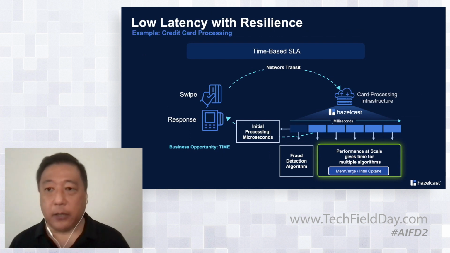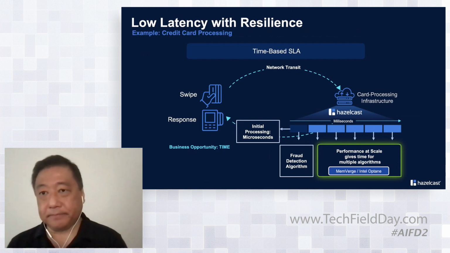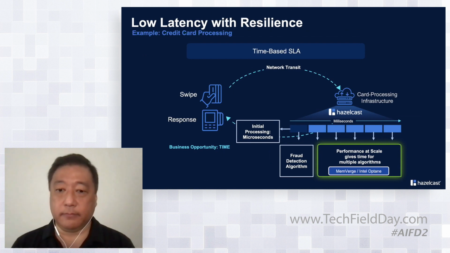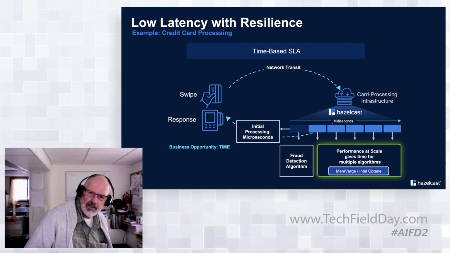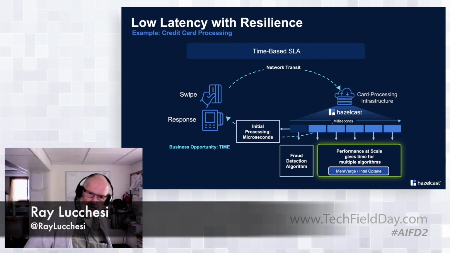So Dale, is MemVerge providing the cloning of the data for these multiple models? Is that how it works, or is it just that each of these servers has MemVerge in there and they can bring all the data in and therefore process it a lot quicker? Yeah, it's that.